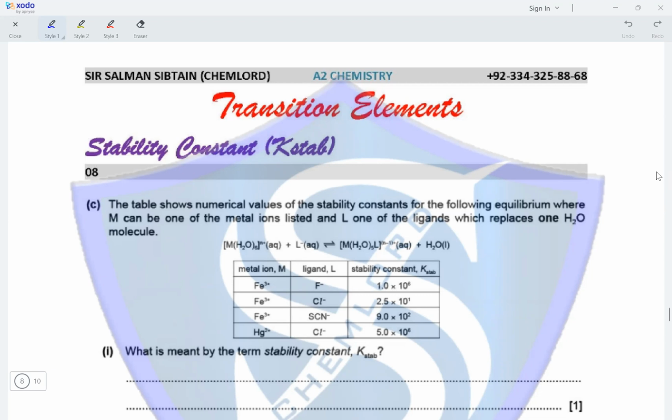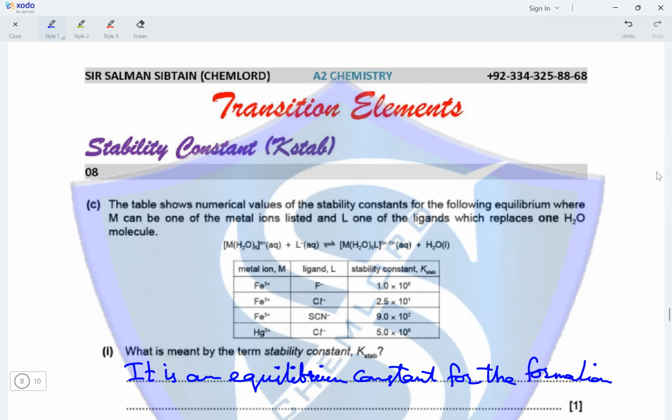So stability constant, it is an equilibrium constant for the formation of complex ions in solution. That is the definition of the stability constant.